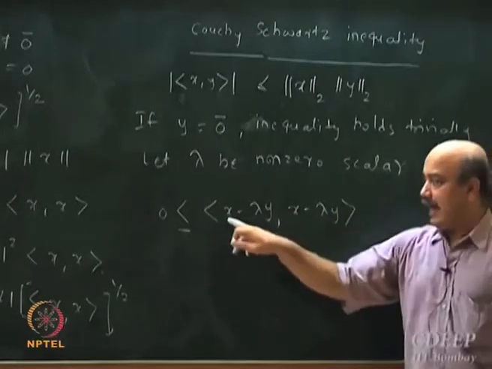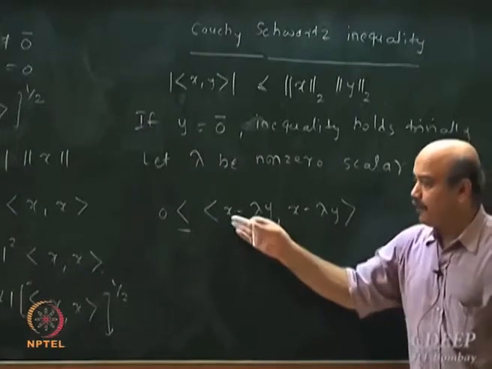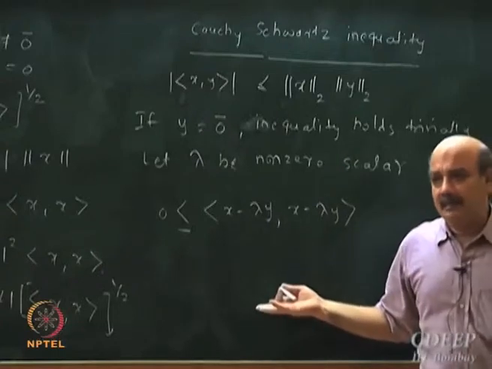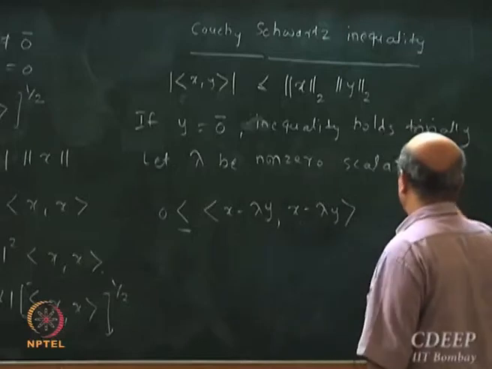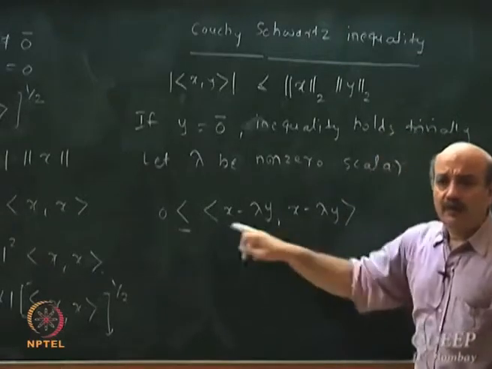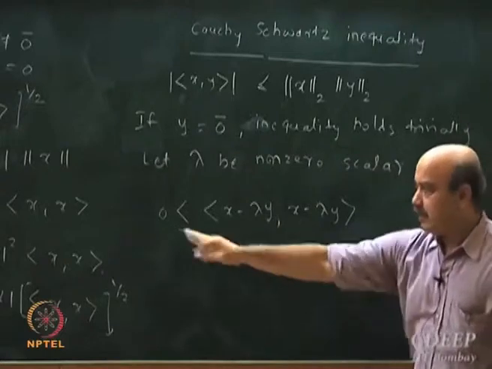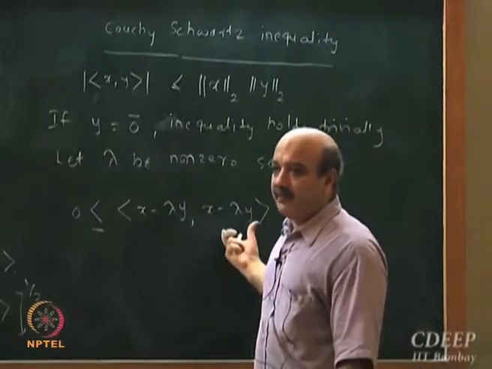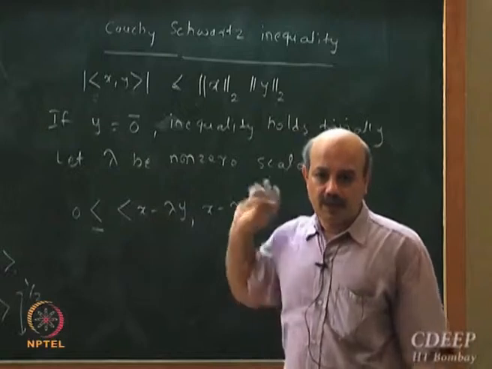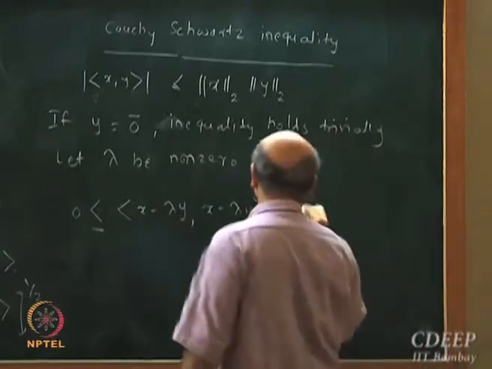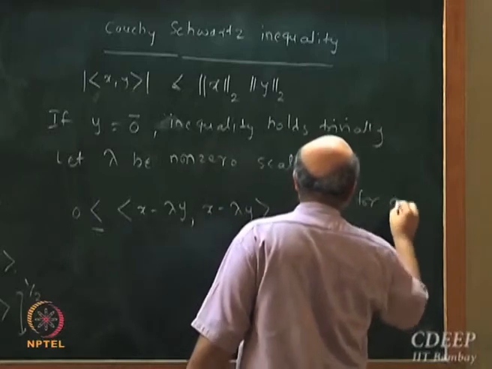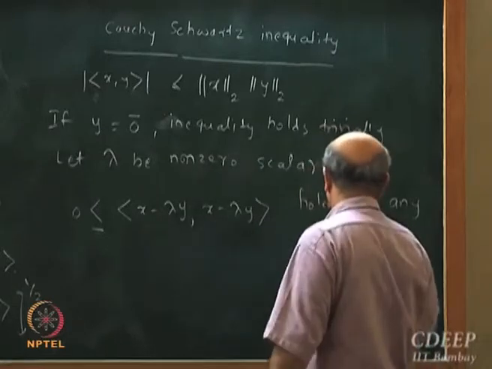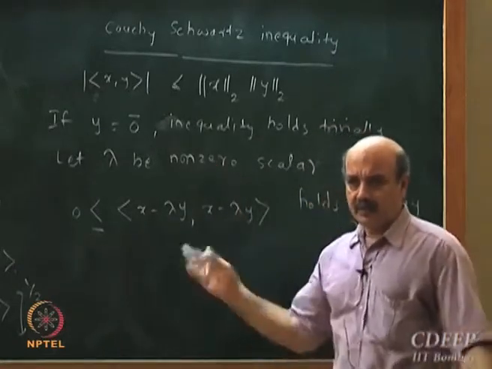I am going to take a vector x minus lambda y and take inner product of x minus lambda y with itself. Everyone with me on this? Lambda is any arbitrary scalar. So does this hold for any non-zero lambda? This inequality holds. Why? Inner product of a vector with itself is always greater than or equal to 0. So this always holds for any lambda not equal to 0, or any lambda for that matter. Fine, it holds for any lambda.